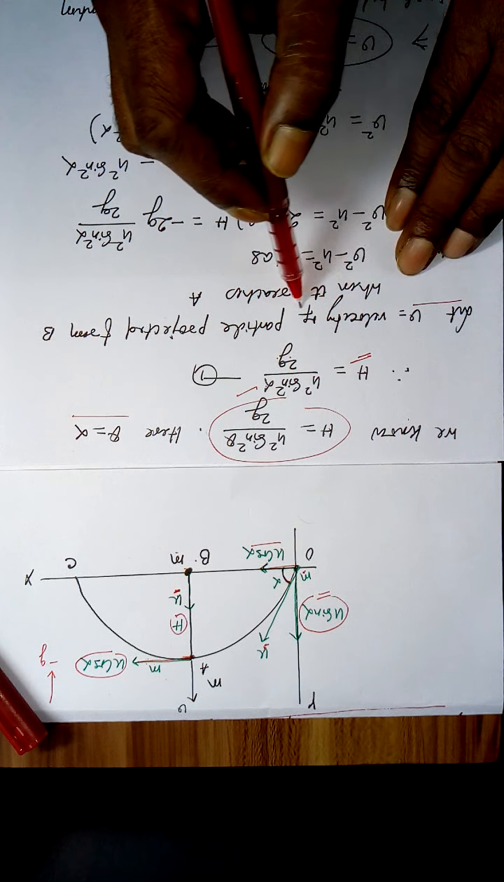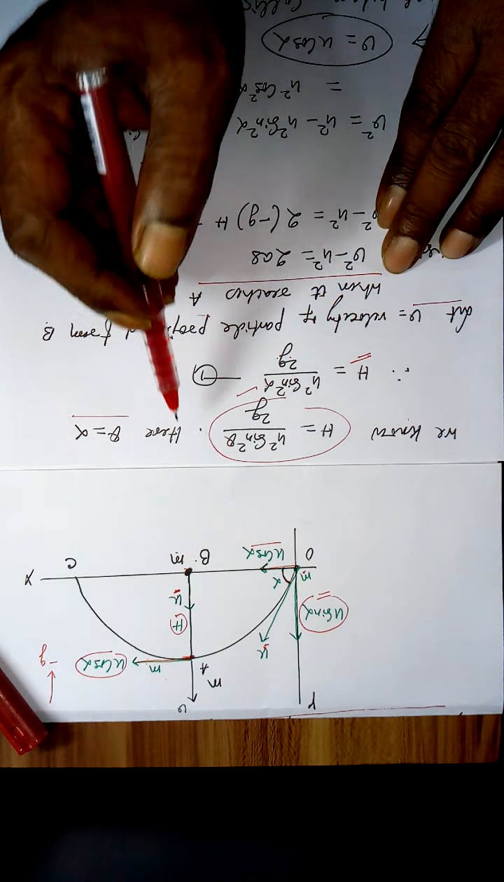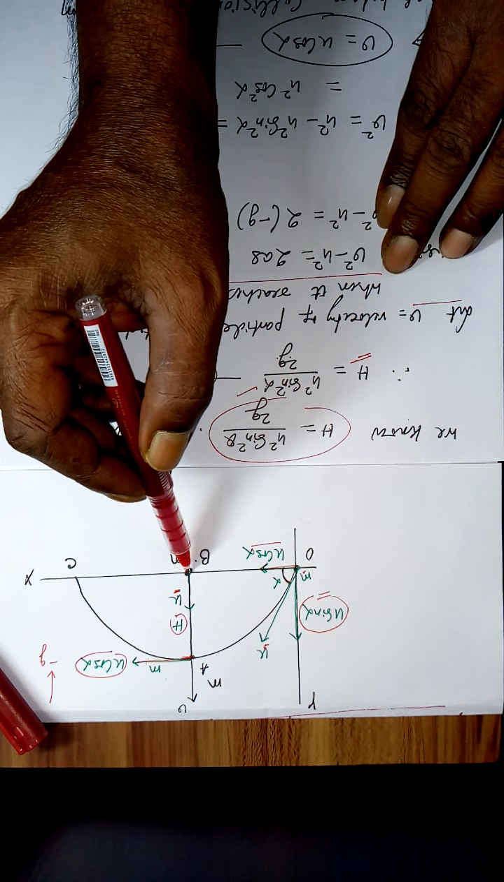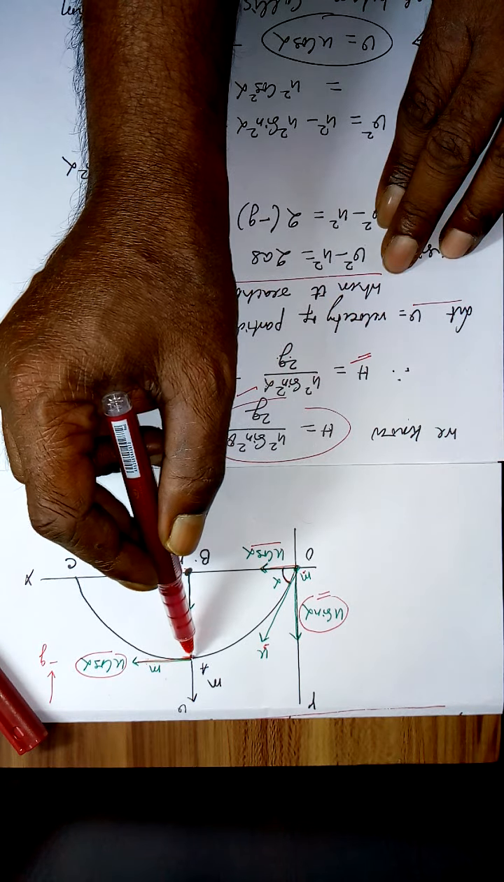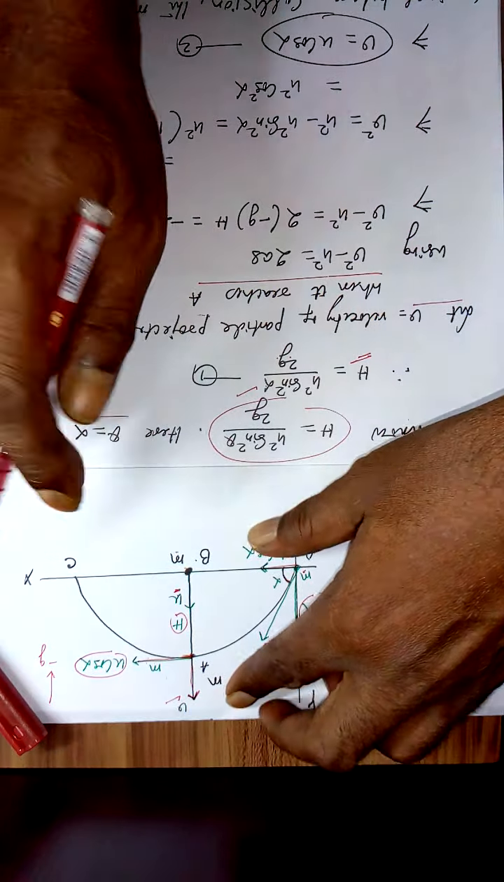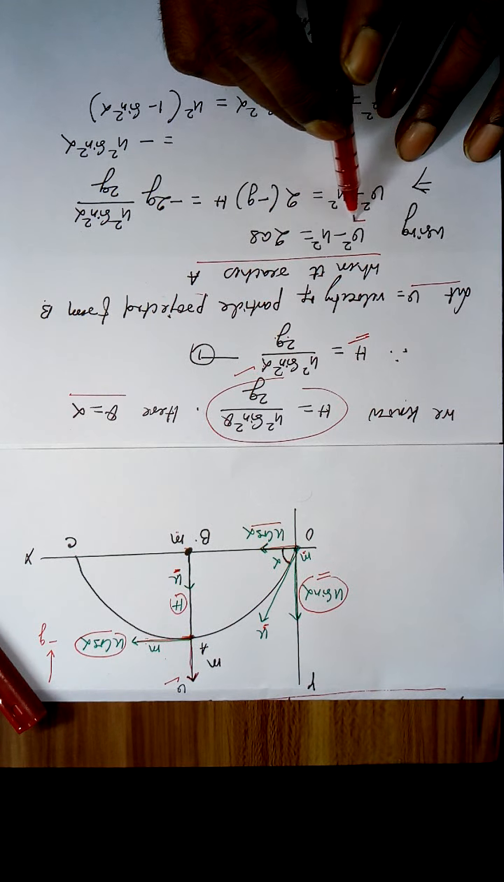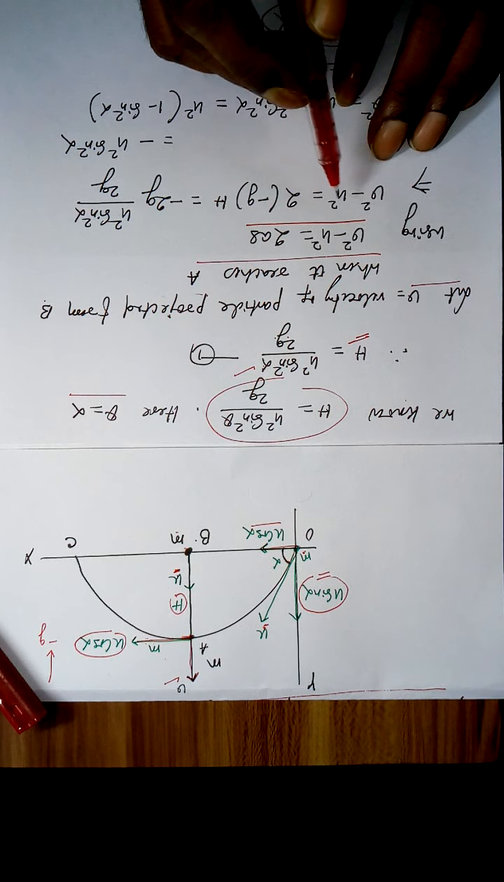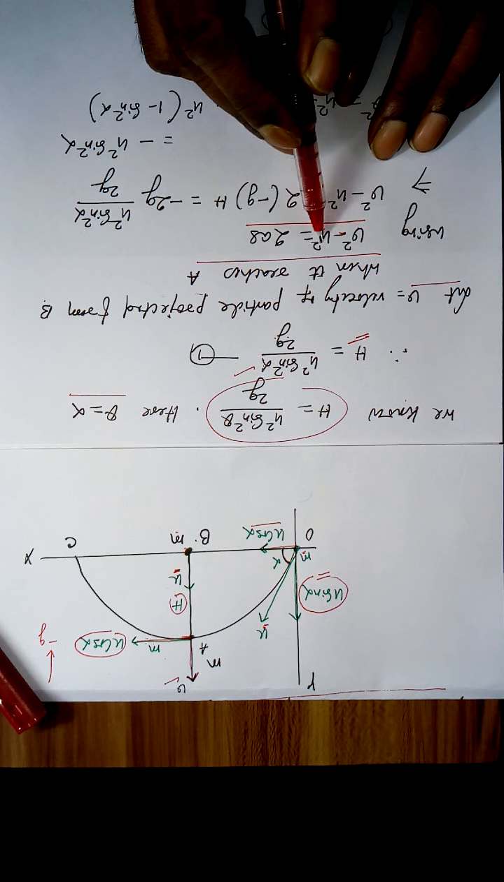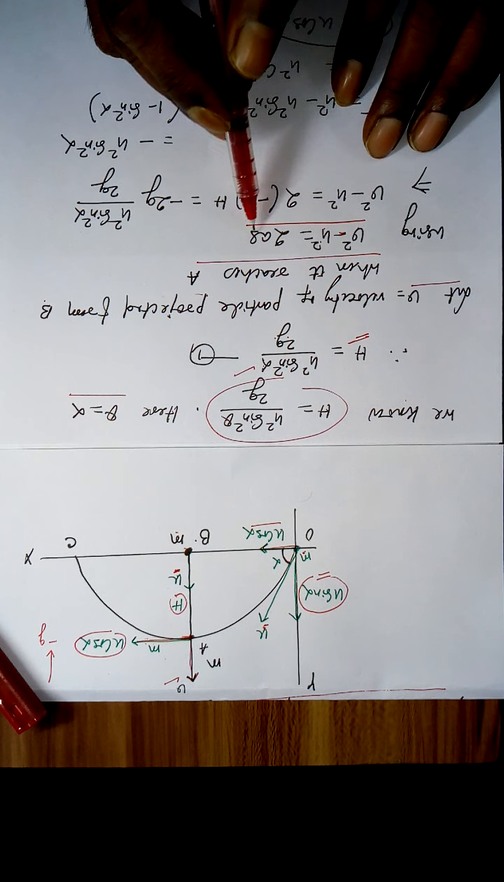Let v be the velocity of the particle projected from B when it reaches A. This m, which is projected vertically upward, let its velocity here be v to this side. Now how much will this v be? Using the expression v square minus u square is 2as. Final velocity square minus initial velocity square is equal to 2 times acceleration into vertical displacement.